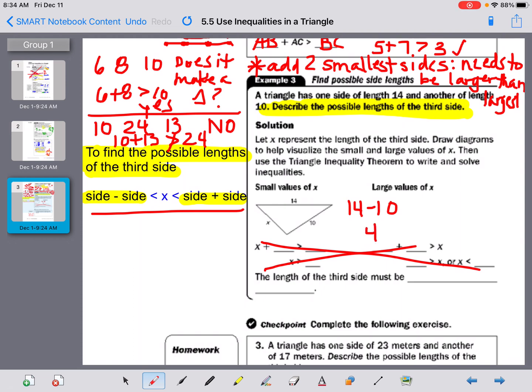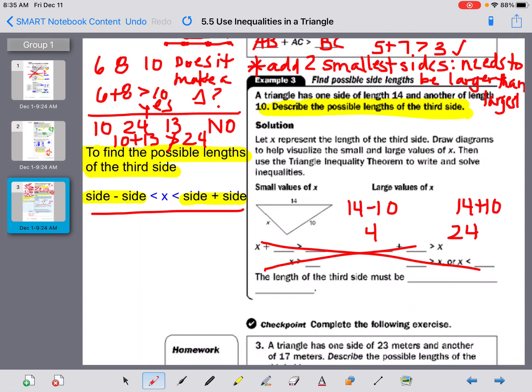Okay, now just a quick note. If I had sides of 4, 10, and 14, is that going to work? No, because 4 plus 10 is not larger than 14. Okay, let's do the flip side. Let's do 14 plus 10. So 14 plus 10 is 24.